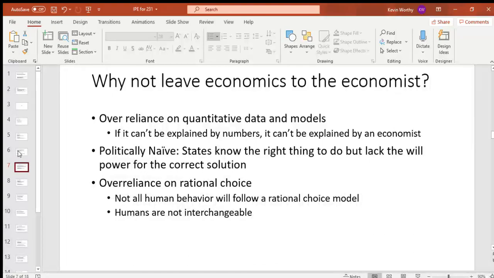And the last part is an over-reliance on rational choice. You all know that I am a big proponent of rational choice. I think that we can sort of weigh the costs and benefits. But not all human behavior will follow a rational choice model. So one is that humans can at times not follow a clear rational choice model, and we've talked about how rational choice models are often sort of oversimplified. But the other part is that in economics, all humans are interchangeable. You can just replace one with another, right? Individual X is the same as individual Y.